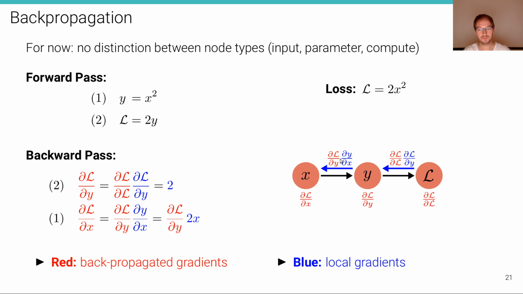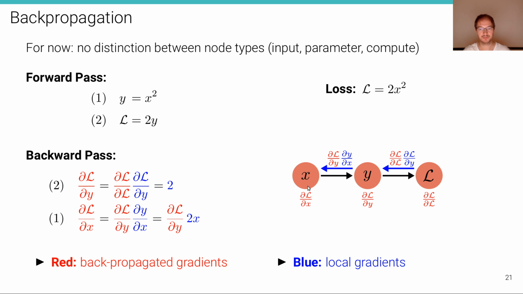So the only thing we need to do now is multiply by the local gradient, which is the gradient of y with respect to x, which is 2x. And this is what happened here. So the gradient of L with respect to x equals the gradient of L with respect to y times the gradient of y with respect to x. And that's the gradient of L with respect to y, so that's what we have calculated at this point, times 2x, which is the local gradient. And now we have found the gradient of L with respect to x.